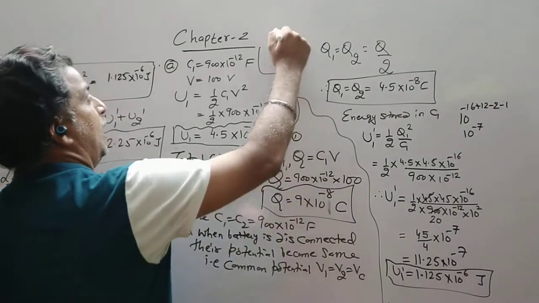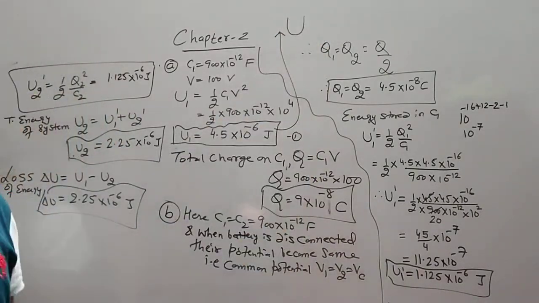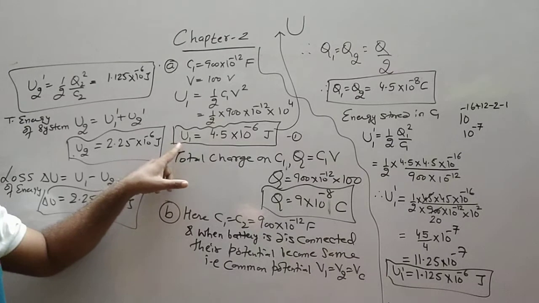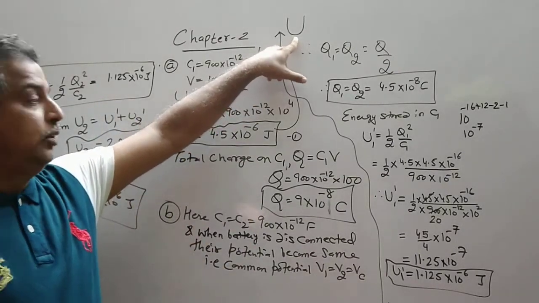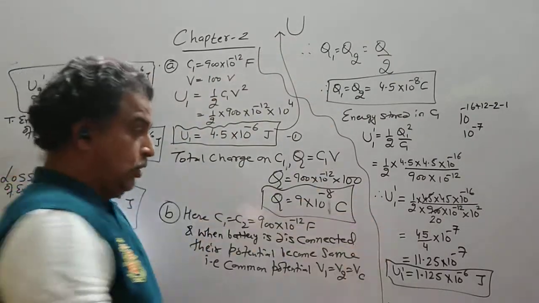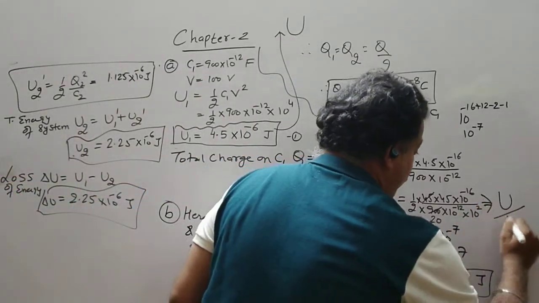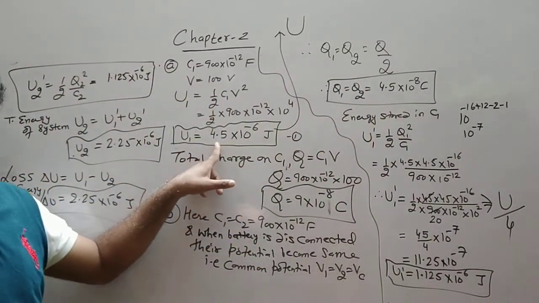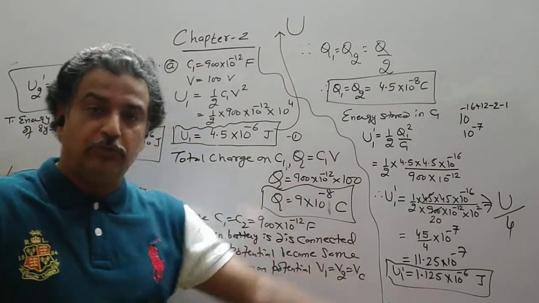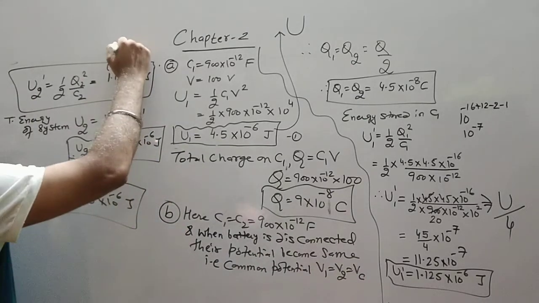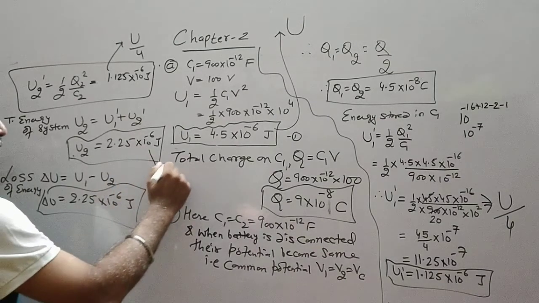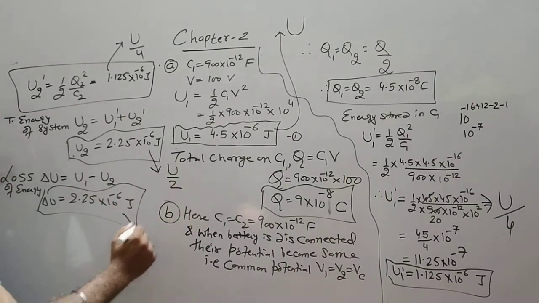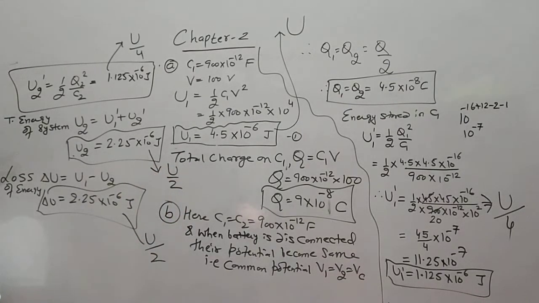See, if the total energy is named as U, here I have named it as U1. Let the total energy stored in the capacitor be U. Then your U1 dash comes out to be U by 4. You divide this 4.5 by 4, you will get 1.12. Your U2 dash will also come U by 4. And the loss will come U by 2.